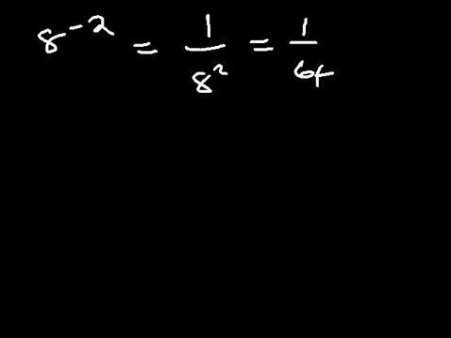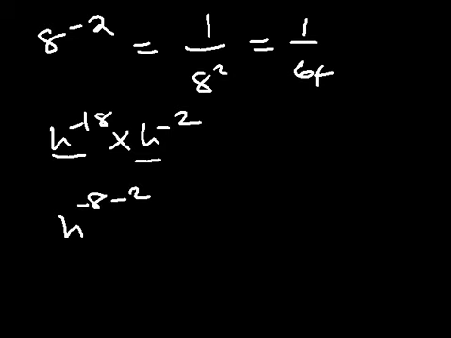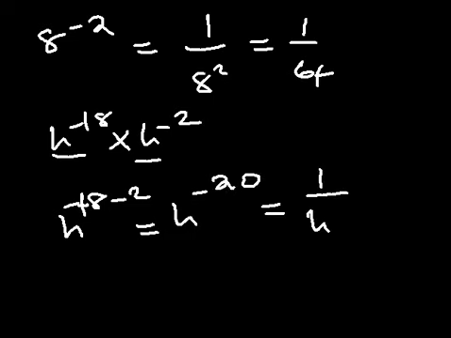And what if, in this case, we have h to the power negative 18 times h to the power negative 2? So what is this one? Of course we can think of using the principle behind the product rule, since the bases are the same. So you have h to the power negative 18 minus 2, which is h to the power negative 20, of which you have 1 over h to the power positive 20. So you can have it as that.